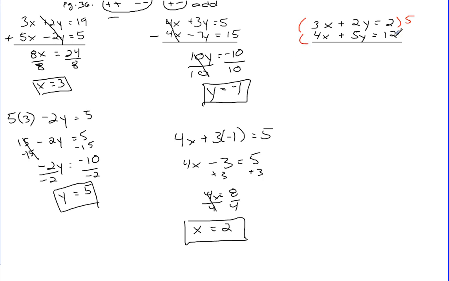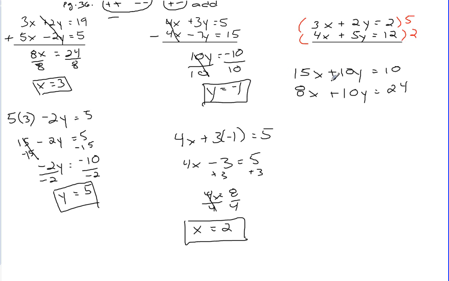And again, this whole equation will be multiplied by 2 in order to make this a 10y. So we'll rewrite our equations below after you've multiplied. So we end up with 15x plus 10y is equal to 10. And we end up with 8x plus 10y is equal to 24.